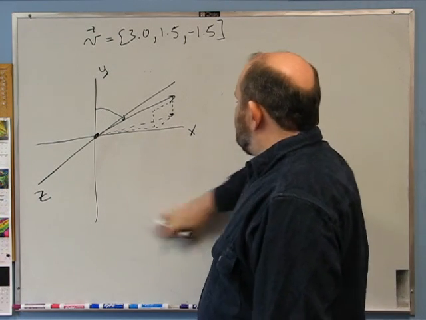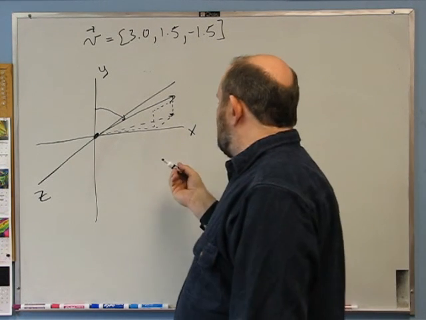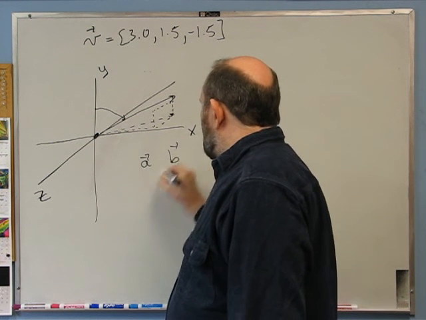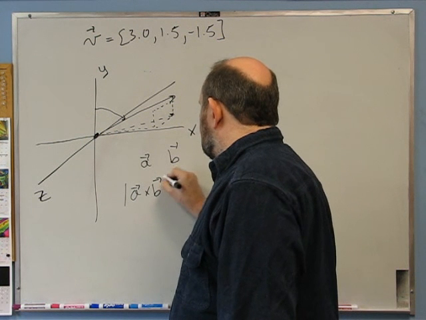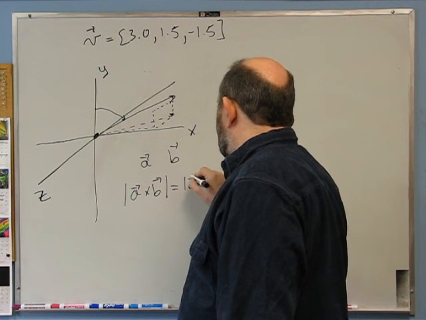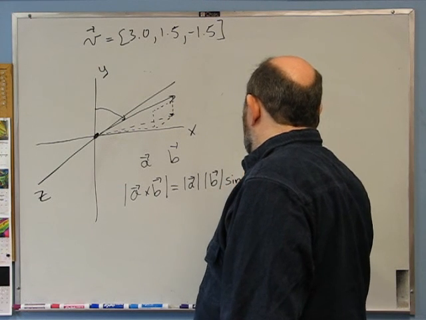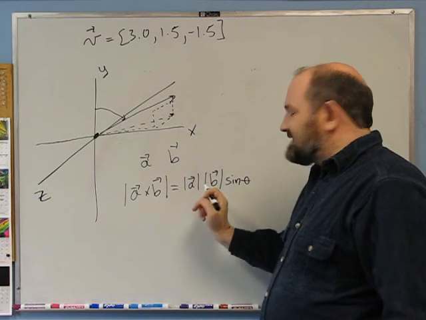Well, what you can do is think about what other things we know about vectors. There are a couple things here that could help us. The first is, if I have two vectors, A and B, I know that the magnitude of A cross B is equal to the magnitude of A times the magnitude of B times sine theta. So I could use that. That would work. That's not the easiest thing to do.